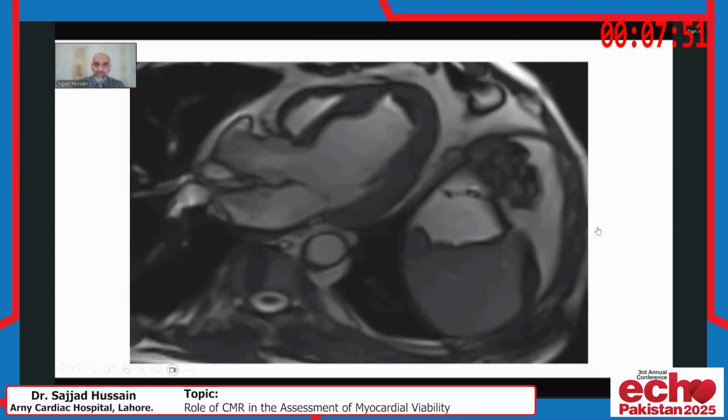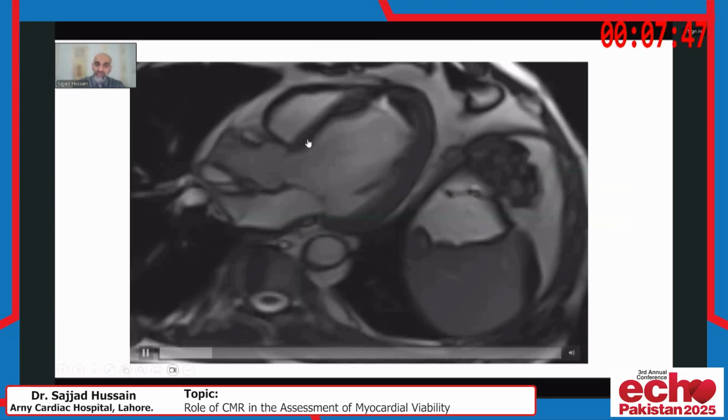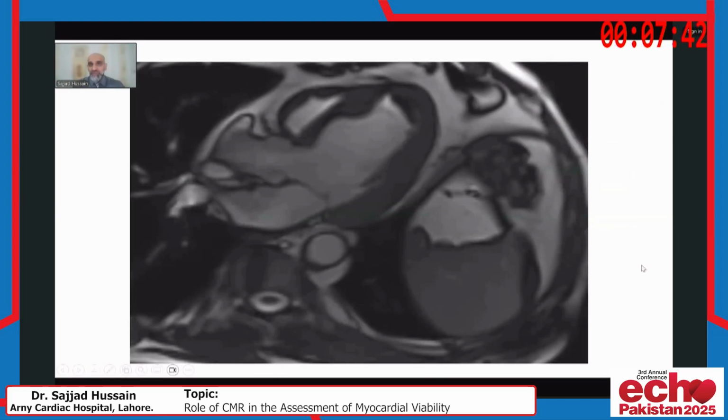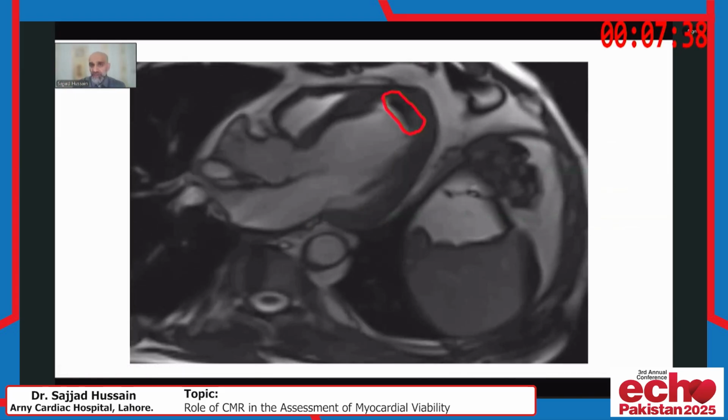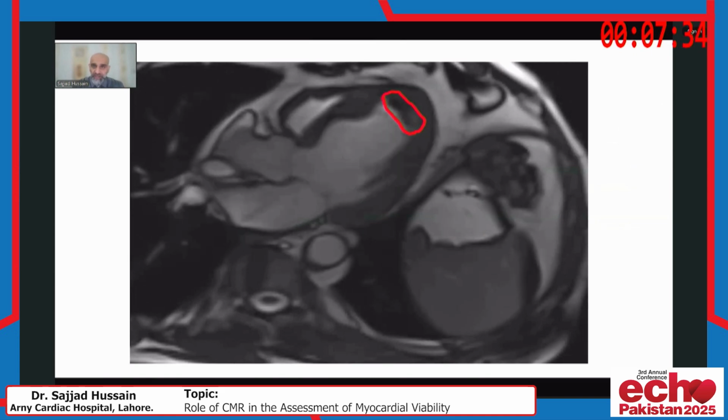So in this three-chamber cine view, you can clearly see that there is a marked hypokinesia of the anteroseptum, and there is also akinesia of the apex. We can also see this black area here, which is a deep dark shadow. Now let's look at the gadolinium enhanced images.